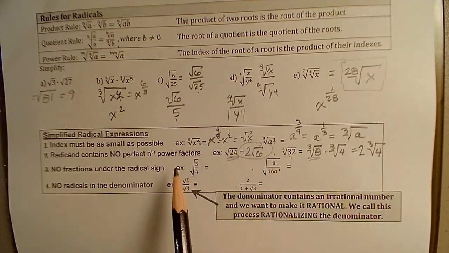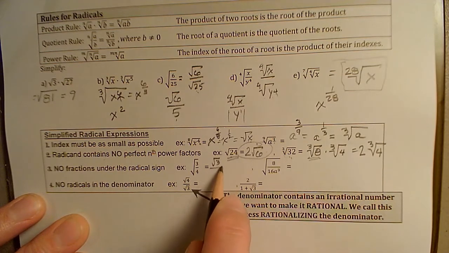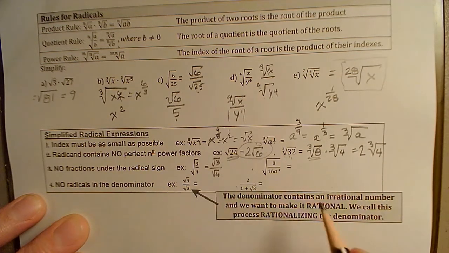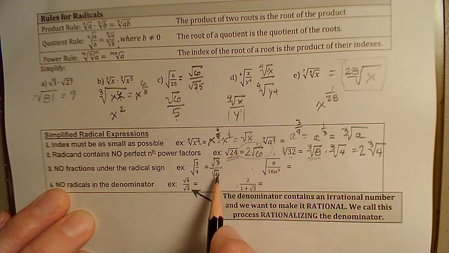All right, no fractions under the radical. So that means we could get rid of the fraction. That's easy enough. Square root of 3 over the square root of 4. But also, now that introduces another problem in step number 4. We can't have radicals in the denominator.